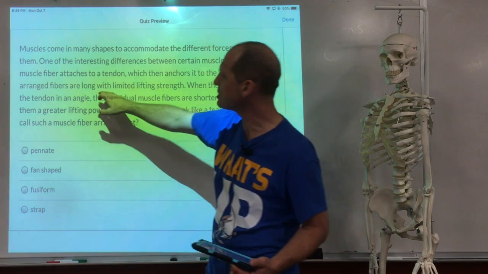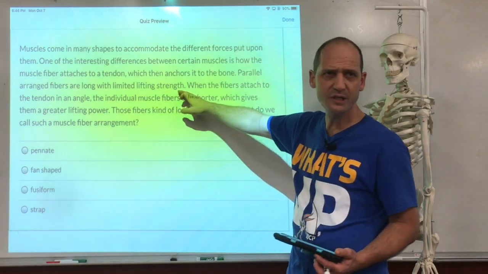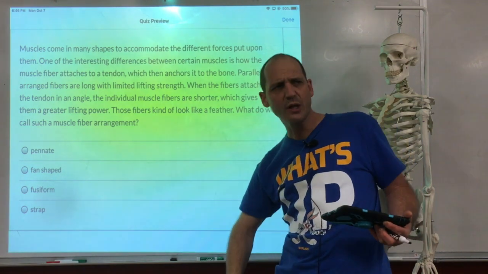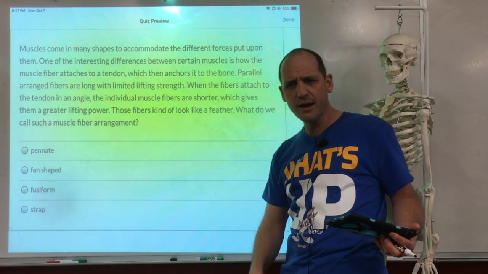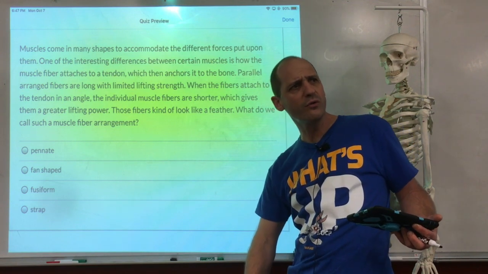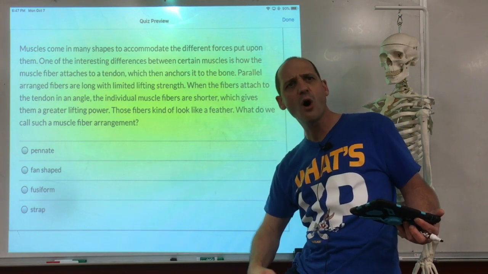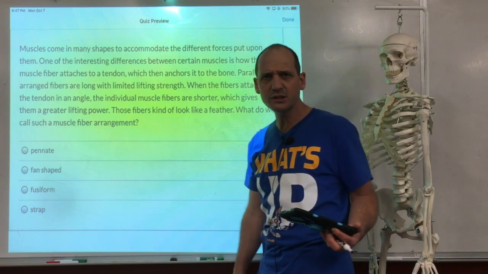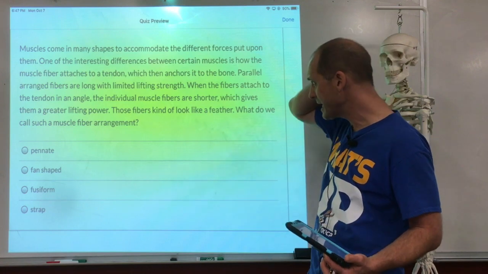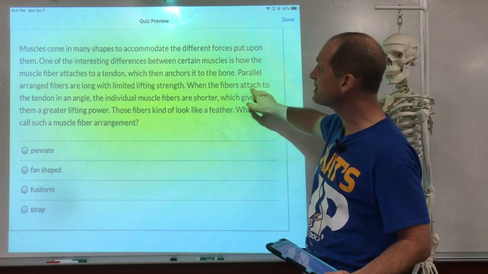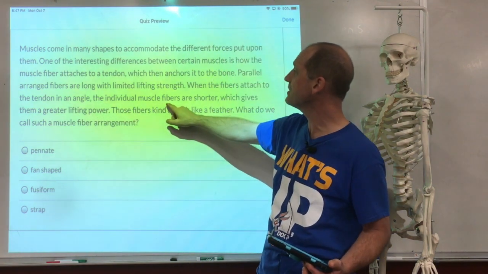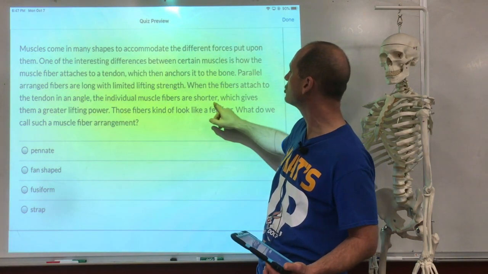Parallel arranged fibers are long with limited lifting strength. So think about that. You have a whole muscle length where one fiber is the whole length, and that whole thing contracts as one long fiber. It's okay, but it's a long cable. The other way we can do it is where we have individual fibers attached to a tendon on an angle, and then the individual muscle fibers are shorter in that case.